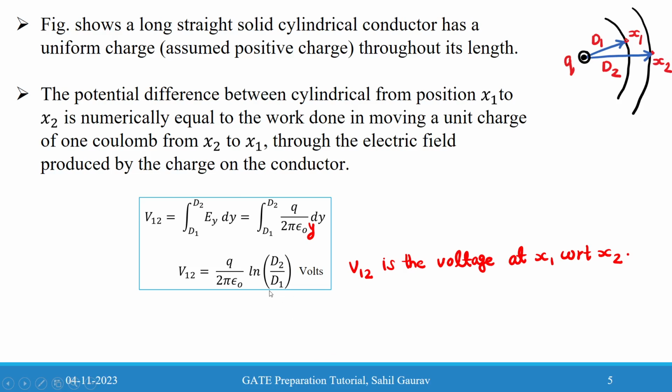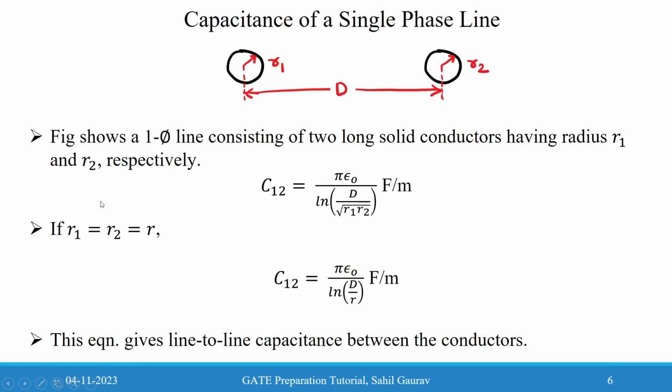So basically we require this potential difference expression for the capacitance calculation. For deriving the capacitance value, we all know that q is equal to cv. From that expression we get capacitance as the ratio of charge divided by the potential difference. I have directly written down the capacitance of a single phase line, but you can go through the derivation of this capacitance calculation.